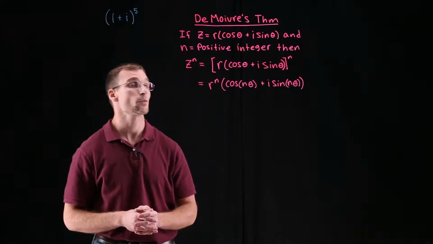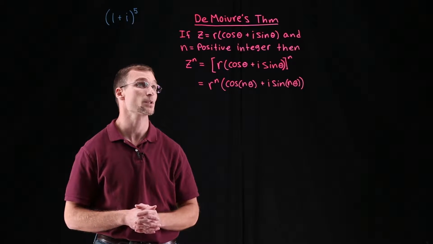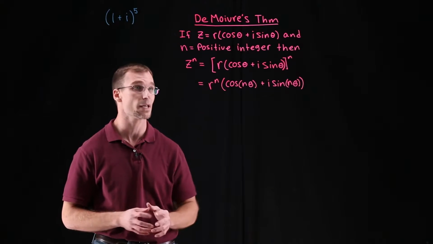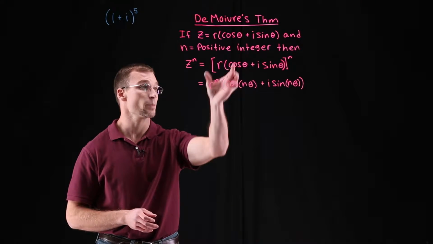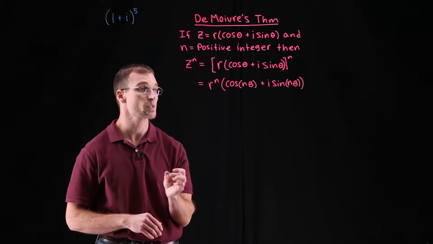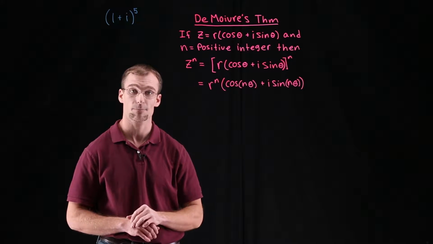What that says is if we have a complex number z, which can be written in trigonometric form, r times (cosine theta plus i times sine theta), and we have some positive integer n, then the power z to the n, which is taking our trigonometric form raised to the nth power, can be computed as r to the n times the quantity cosine of n theta plus i times sine of n theta.